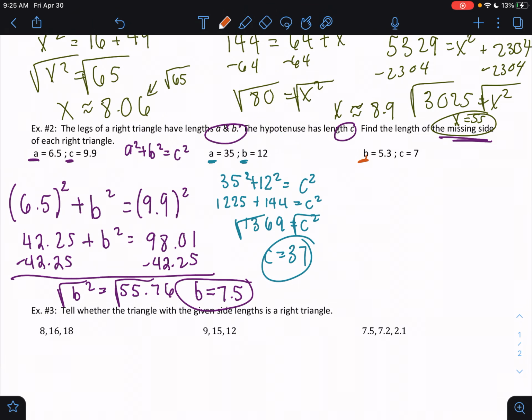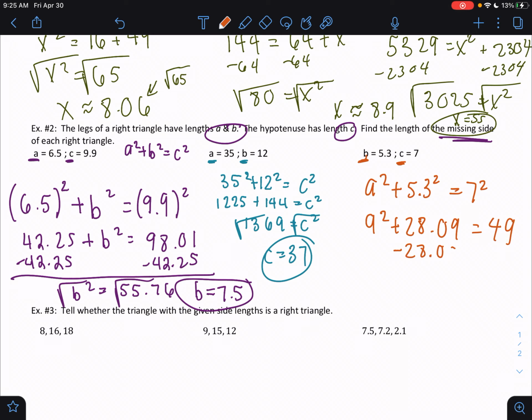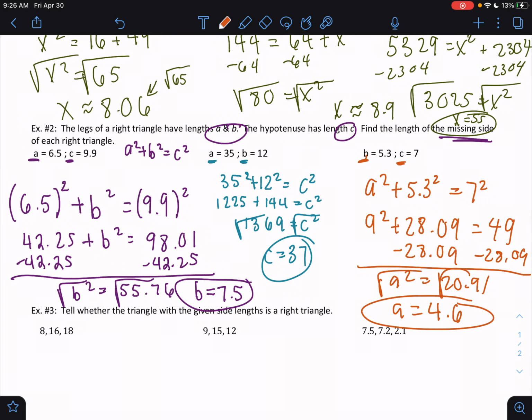All right, one last one. They give us B and C this time, so we need to figure out what A is. So we'll have A squared plus 5.3 squared equals 7 squared. So A squared plus 28.09 equals 49. Subtract that from both sides, just like solving a regular equation. And we get that A squared equals 20.91. Take the square root of both sides, so we get A equals approximately 4.6.